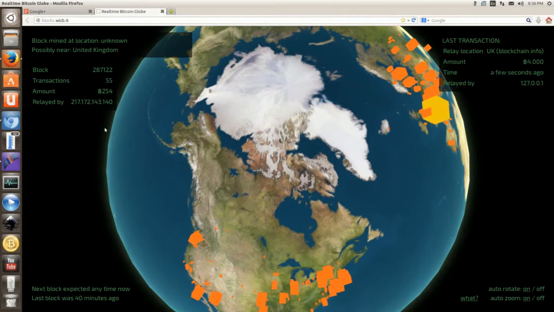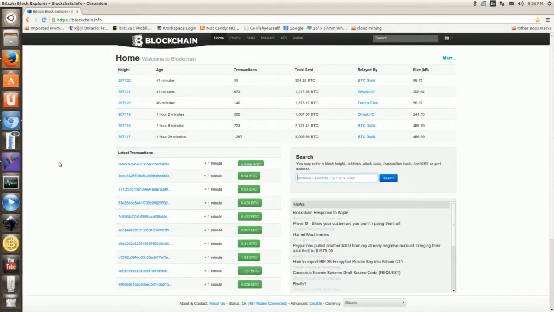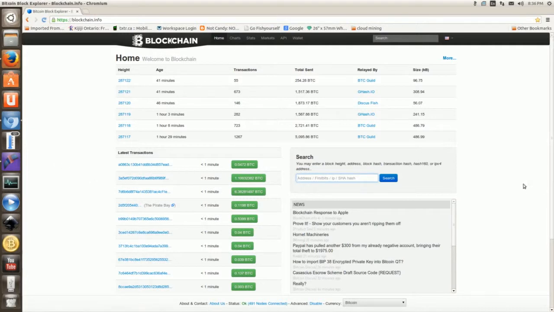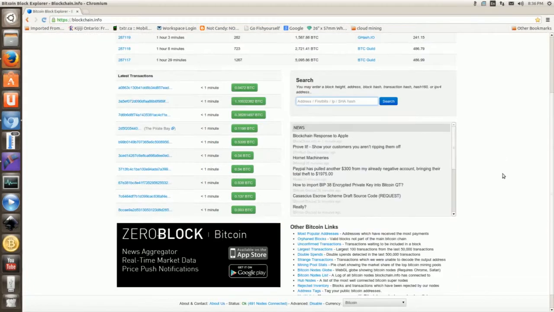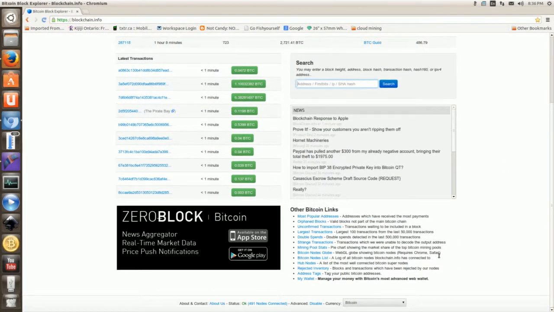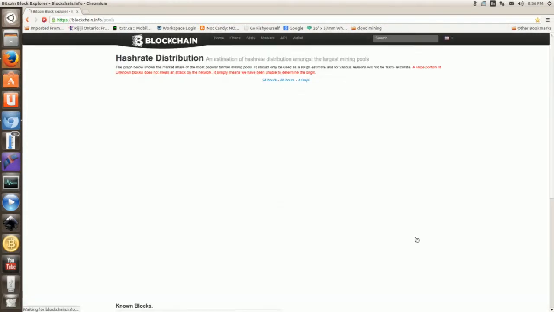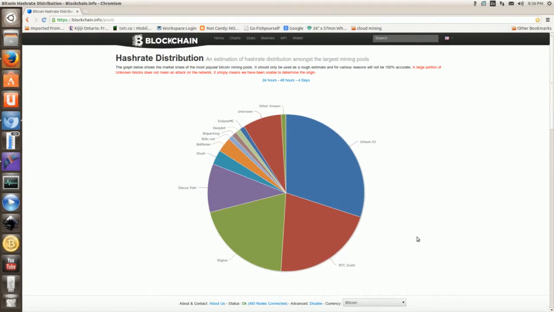Lots of data in the corners on this. Top left indicates the person who solved the last block. Here at blockchain, where all the data from these transactions is collected, that block would be the top one in this list. All the transactions happening are down the left side there in real time. And then you've got all these links for other data, graphs, information going on here.